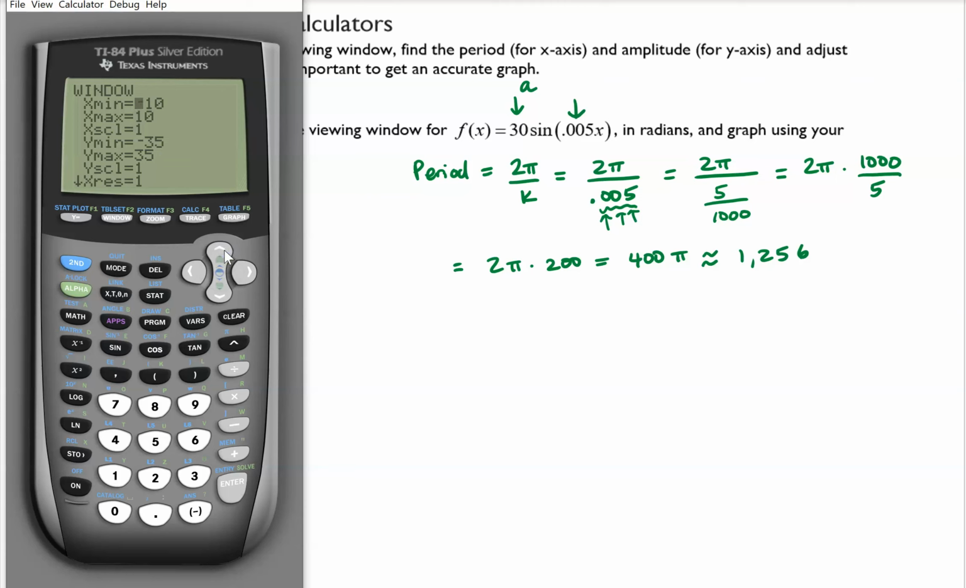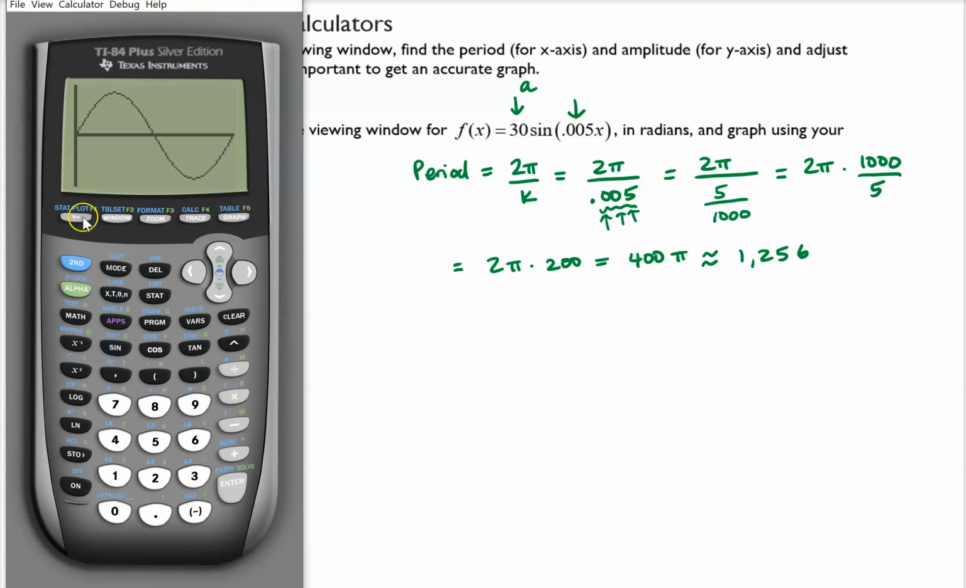Now, I want to see one full period, and so I also want to make sure I see the y-axis. So I'm going to make the x min a little bit smaller than 0, so maybe negative 5. And then the x max, I saw here that the period was 1,256, so maybe I would make this something like 1,260. Now in the top row, the rightmost button says graph. If I hit that, I should be able to see one period of our sine function. Awesome. So that is our graph.